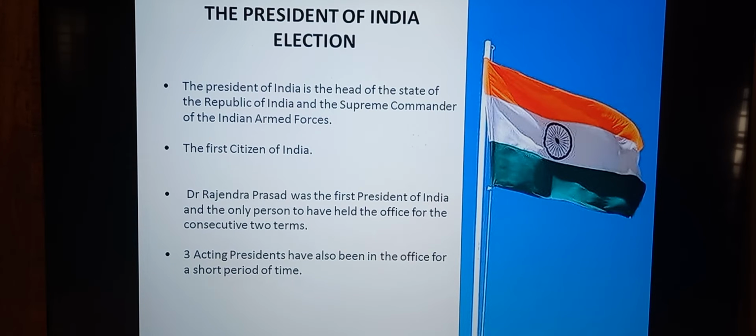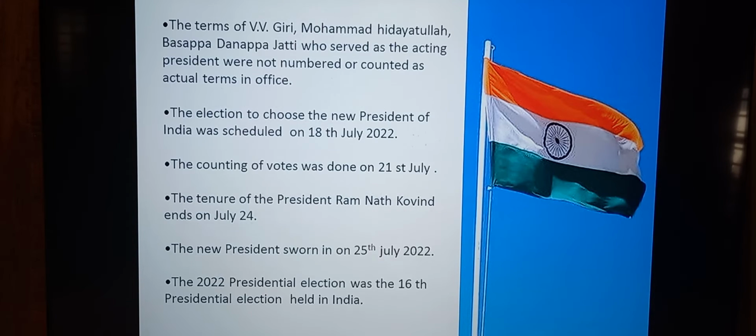Dr. Rajendra Prasad was the first president of India and the only person to have held the office for two consecutive terms. And till now, we have had three acting presidents who served for a short period of time. The terms of V.V. Giri, Muhammad Hidayatullah, and B.D. Jatti, who served as the acting president, were not numbered or counted as the actual terms in office.